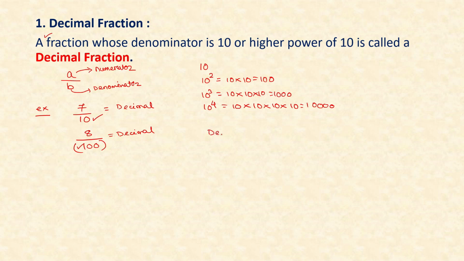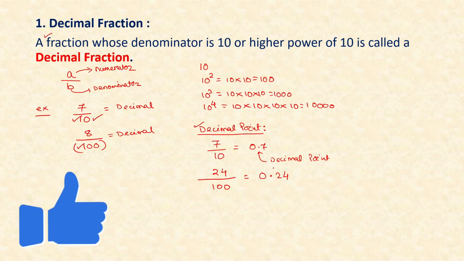Now, let us understand what a decimal point is. For any decimal fraction, we can replace the denominator by putting a small dot, which is called the decimal point. Let us understand how we put it. For example, 7 by 10 is a decimal fraction, so we can write 7 by 10 as 0.7. This dot is called the decimal point. Likewise, if the fraction is 24 by 100, we can write it as 0.24. So, this dot is the decimal point.